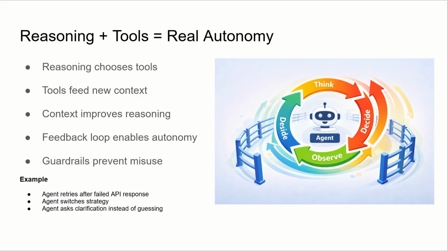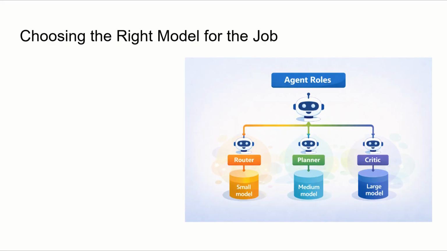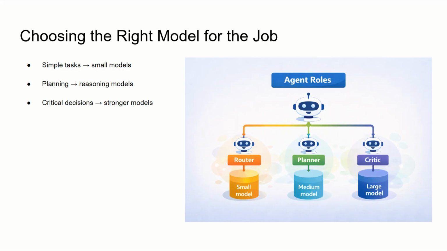Intelligence without control is dangerous. Control without intelligence is useless. Agents need both. Not every task deserves the same level of intelligence. Simple tasks should use small models. Planning requires reasoning focused models. Critical decisions deserve stronger models. In every case, cost matters, and latency and reliability matter a lot.